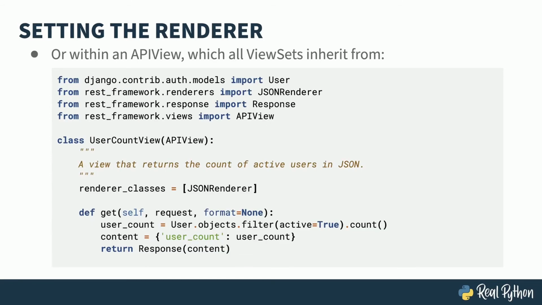Alternatively, you can also set it inside of a view set. View sets inherit from the API view class, and all API view classes support an attribute called renderer_classes. This is similar to using the decorator in the previous example, but it sets the renderer for all of the actions associated with this view set.